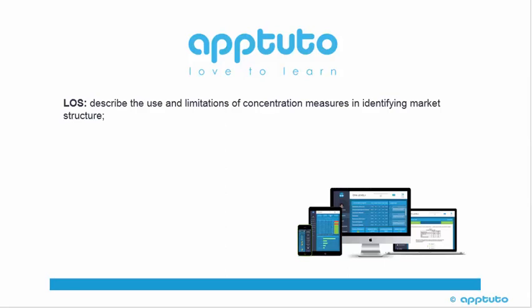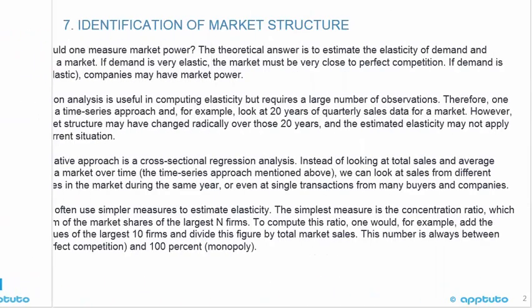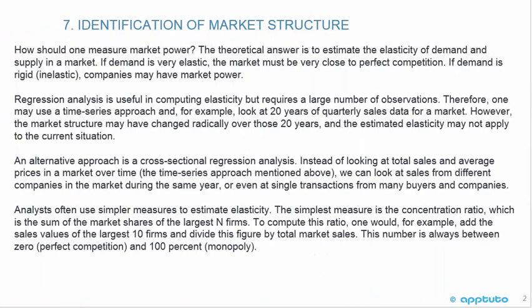This LOS is to describe the use and limitations of concentration measures in identifying market structure. Identification of market structure: how should one measure market power? The theoretical answer is to estimate the elasticity of demand and supply in a market. If the demand is very elastic, the market must be very close to perfect competition. If demand is rigid, inelastic, companies may have market power.